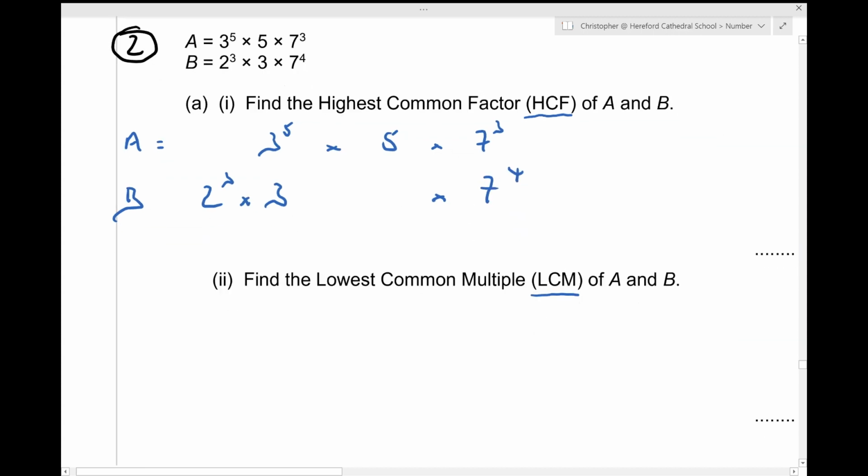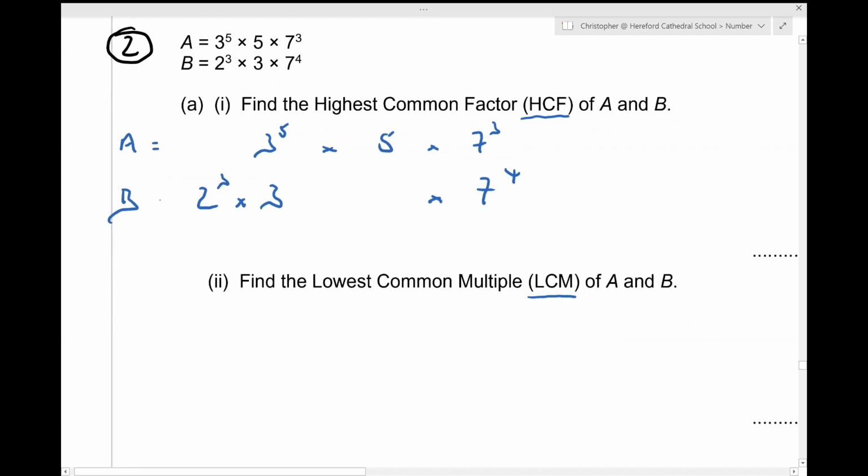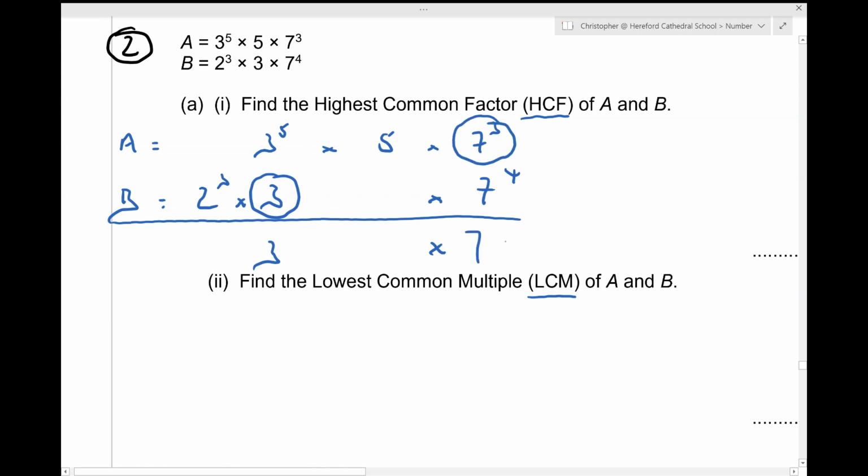Now, if I'm going to find the highest common factor, I'm going to construct that number. I need to take the lowest powers of each factor. Now, the lowest power of 2 is 2 to the 0, or just no 2's at all. The lowest power of the 3 is the 3 to the 1. The lowest power of the 5 is 5 to the 0, or no 5's at all. And the lowest power of the 7 is 7 cubed. So my highest common factor of a and b is 3 times 7 cubed, which is 1029 on my calculator.